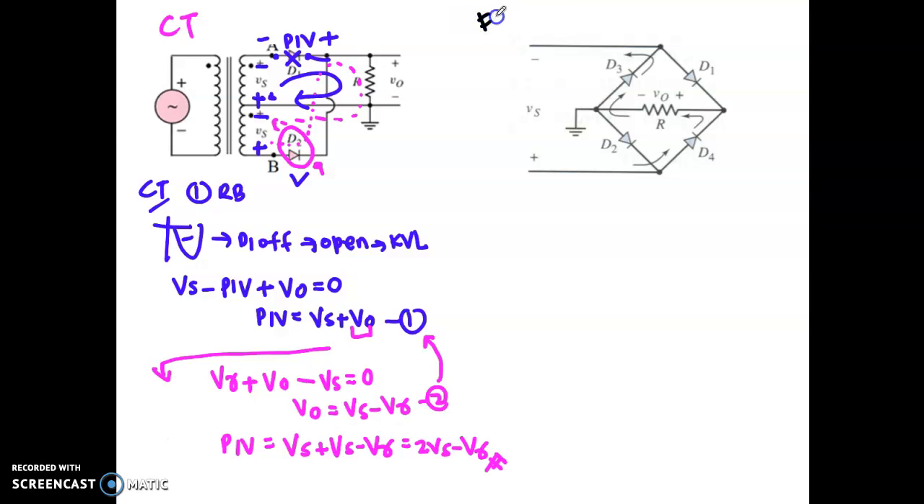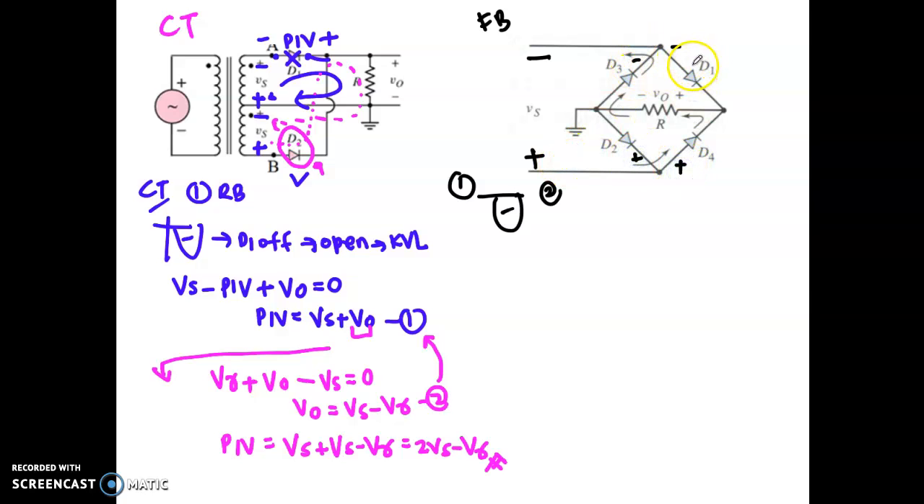full bridge. This is what we call full bridge. As usual, you're going to start at the negative cycle. So here becomes minus and plus. This is step number 1. Step number 2, find out which diode is off. Here is minus, here is plus and plus.